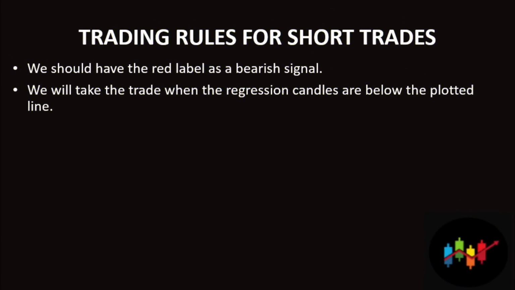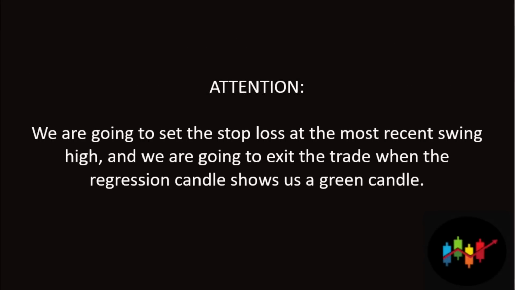Okay, let's explain trading rules for short trades. First, we should have the red label as a bearish signal. Second, we will take the trade when the regression candles are below the plotted line. Now pay attention here. We are going to set the stop loss at the most recent swing high, and we are going to exit the trade when the regression candle shows us a green candle. Okay, so now we will see examples of short trades.